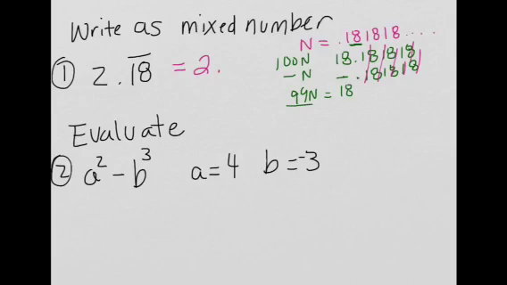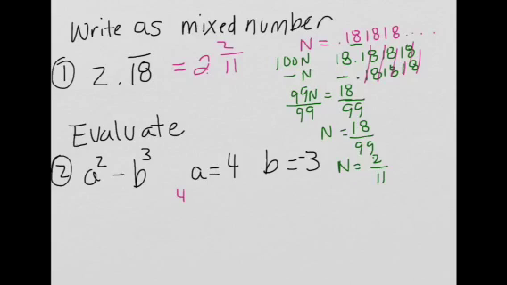What math operation is this? It's multiplication. What's the opposite of multiplication? It's division. We're going to divide both sides by 99. So we have n is equal to 18/99, which simplifies to n is equal to 2/11. So we're going to go back up here and we're going to take our decimal out of our answer and we're going to have 2 and 2/11 is our mixed number.